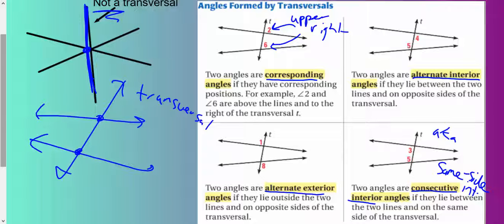Alternate interior angles means they're on the inside. The interior is here, and the exterior is out here. So alternate interior means angles on opposite sides that are on the inside. Like that would be 4 and 5. Alternate exterior is the same thing, except on the outside: alternate sides of the transversal and on the exterior. Same side interior, or consecutive interior, are on the interior and on the same side. So their names are all really straightforward.